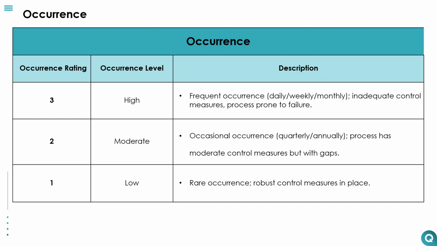Here as well we have the occurrence listed in table format, with occurrence ratings 1, 2 and 3 aligning with occurrence levels low, moderate and high.